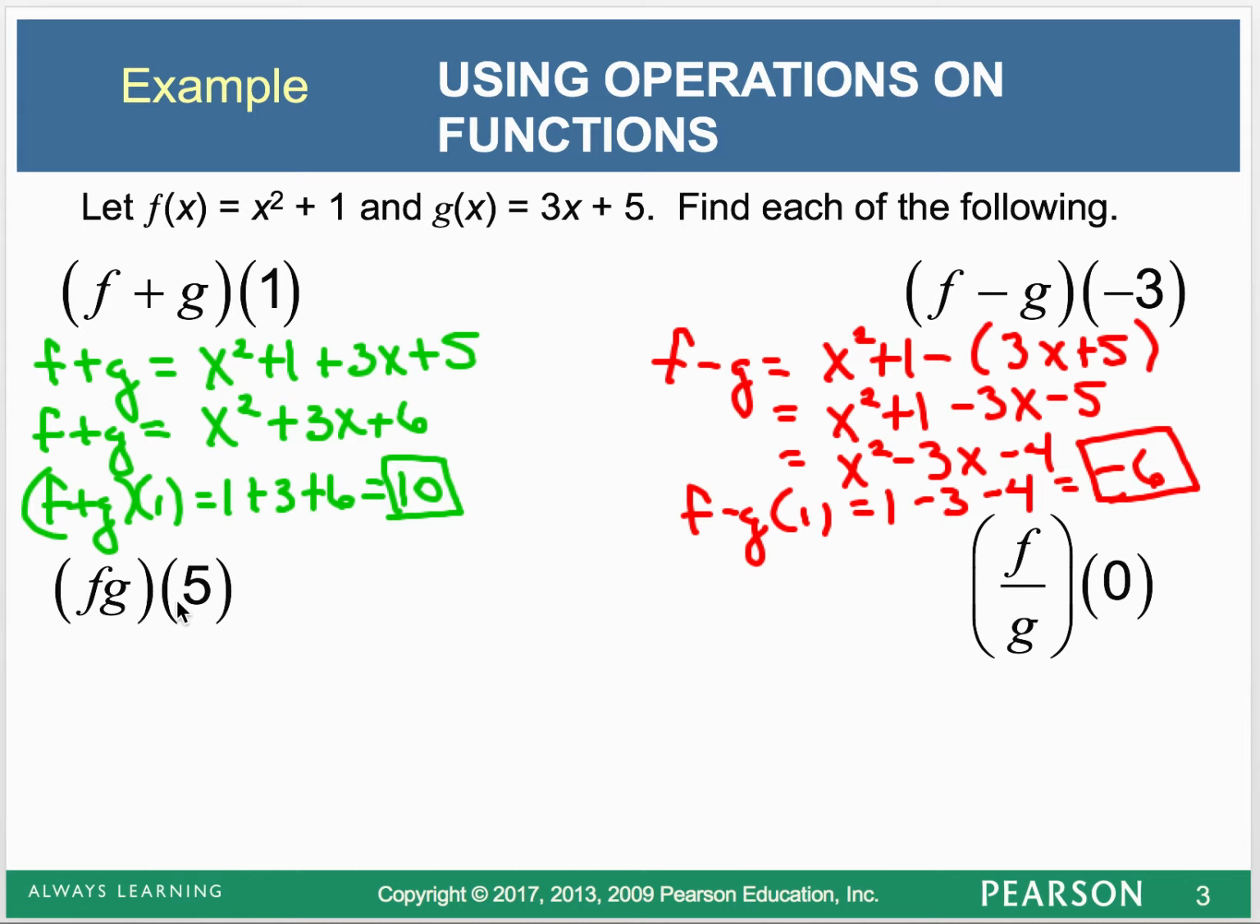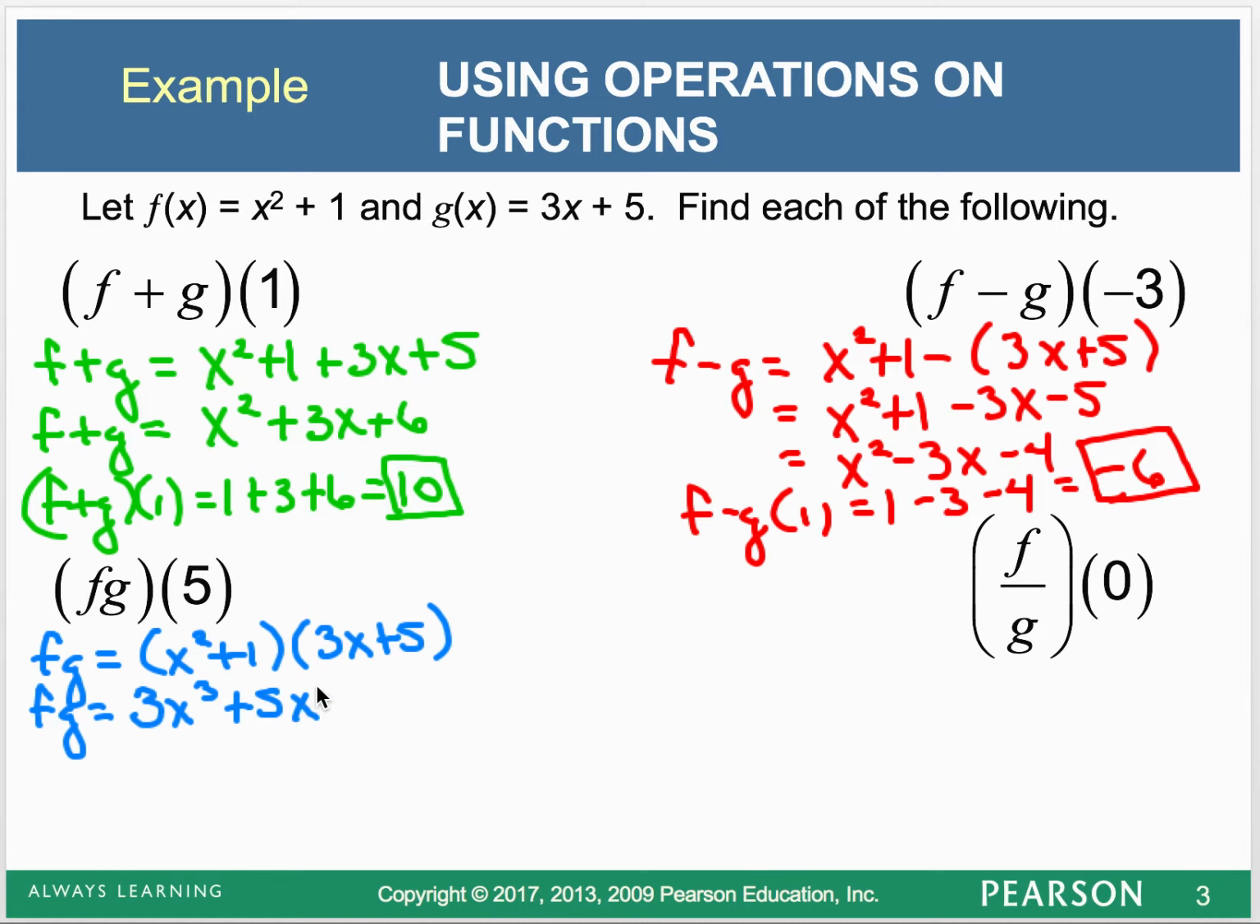Okay, f times g of 5. So f times g means just multiply f times g. Distributing here, we have 3x cubed plus 5x squared plus 3x plus 5. There are no like terms, so it won't simplify any further.